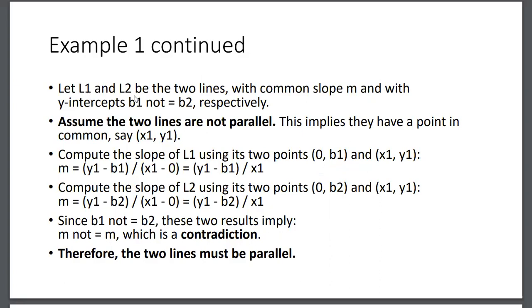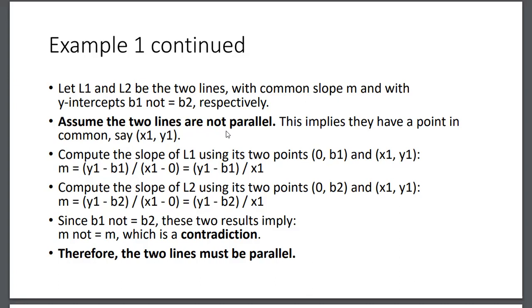Let L1 and L2 be the two lines with common slope M, because the slopes are equal, called one variable, and with y-intercepts b1 not equal to b2 respectively. Because they're different lines, their y-intercepts are not going to be the same because they have the same slope. They're different lines. We start out here with our strategy. Assume the two lines are not parallel.